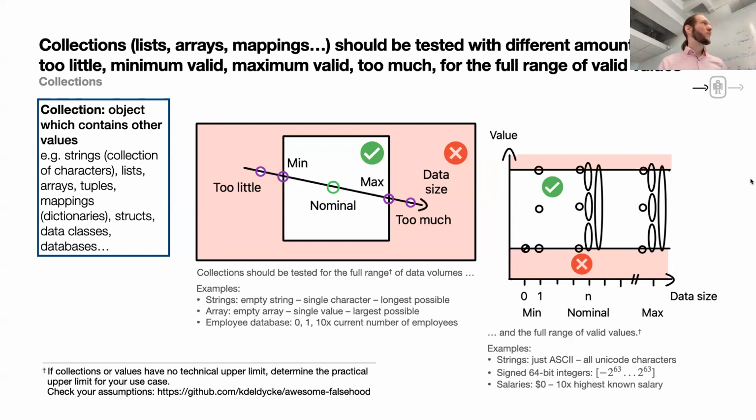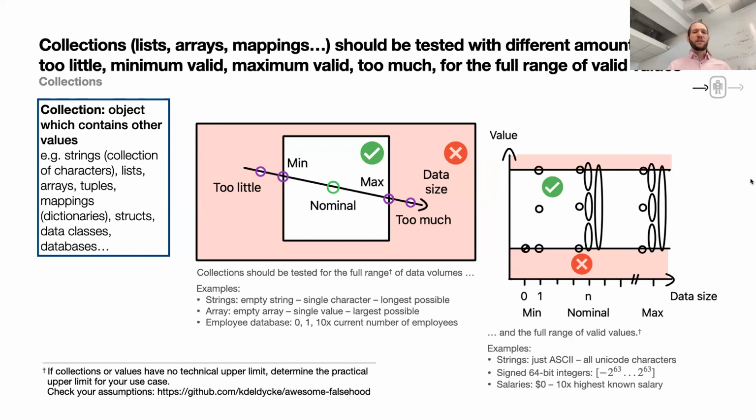You also need to check for the maximum case. Maybe your data set doesn't have an upper limit on the size. Maybe it's a Python string, where I think 9,000 terabytes was the longest possible Python string. You're unlikely to have a string that long to test, but you'll have to pick something reasonable for your use case. Maybe it's a really long string that you'd never expect to see in the wild, or maybe you've got an employee database, and you test 10 times the number of current employees in your organization.